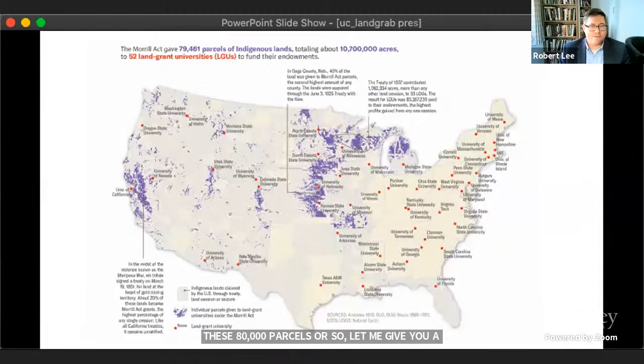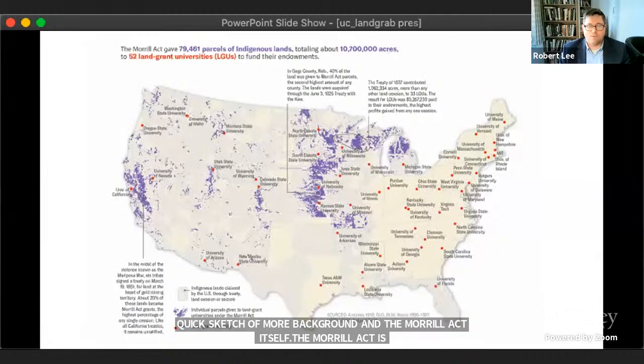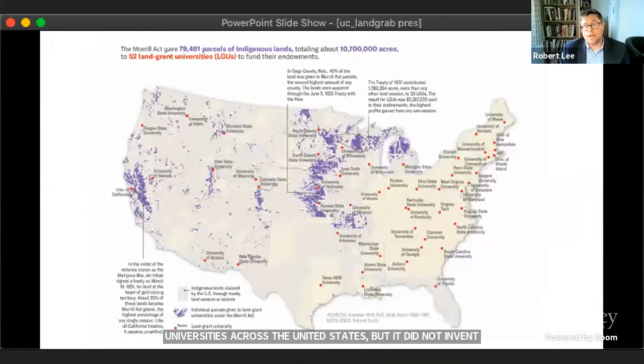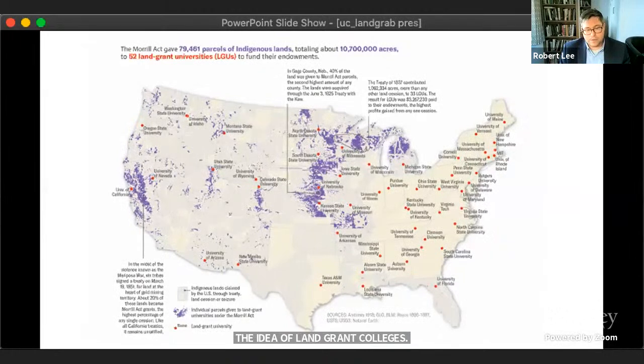The Morrill Act is known for creating a federal body of land-grant universities across the United States, but it didn't invent the idea of land-grant colleges. This comes much earlier. I was recently reading something suggesting that they had their origins in the United States in the 1780s. The earliest one that I'm familiar with is in Mississippi, Jefferson College, named after Thomas Jefferson, but whose most famous graduate was Jefferson Davis. It's now defunct.